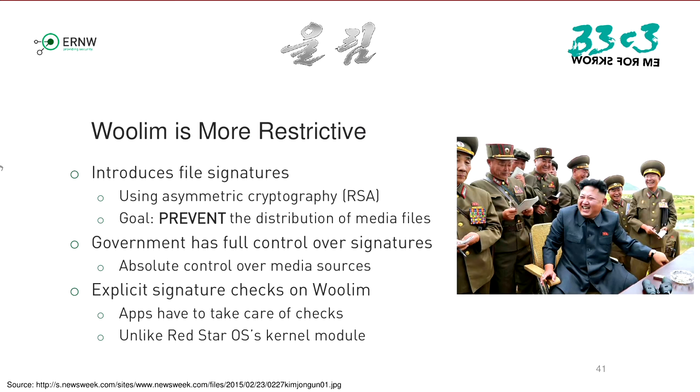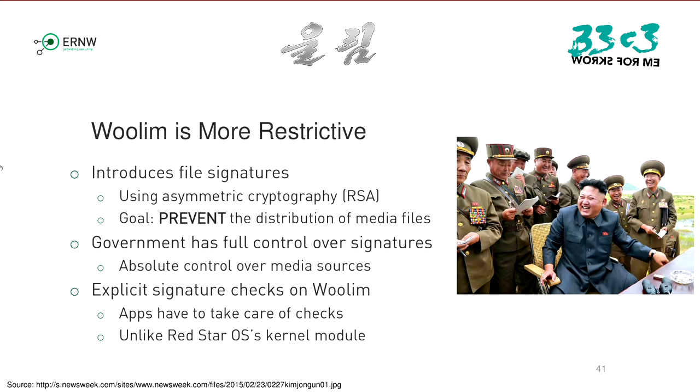What Woolim does, Woolim is way more restrictive than what RedStar was doing. It can actually do the same thing as RedStar has done, but on top of this, there is another more restrictive way of not only tracing the distribution of media, but the goal of Woolim is to basically prevent the distribution of media. And this is quite interesting how they are doing this, and it's really effective. So what they're doing basically is use cryptographic signatures, and the government has control over those signatures. And if you're controlling the signatures, if you are able to sign files, and if you are the only entity that can sign files, then you have the complete control over all media sources.